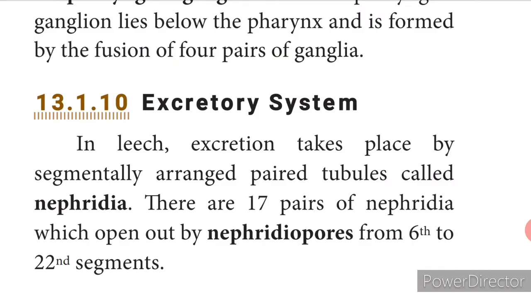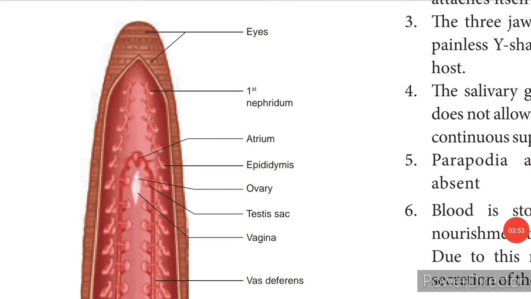Next is the excretory system in leech, and this is carried out by tubules which are called the nephridia, and there are 17 pairs of nephridia, and these consist of nephridiopores from the 6th segment to the 22nd segment. Next is the reproductive system in leech. Now since leech is hermaphrodite, it consists of both the male and the female reproductive organs in the same animal.